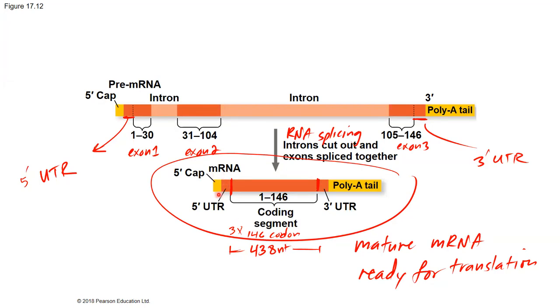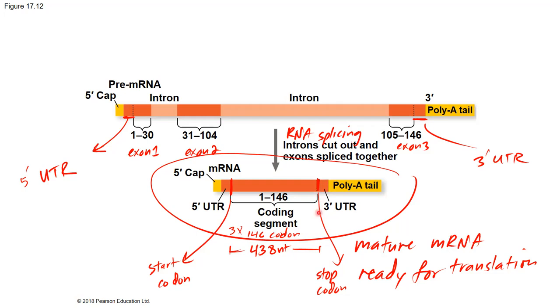Now this region will not be translated. Here we have the stop codon, and here we have the start codon. This region will not be translated. There are no codons, but it is still part of the mature mRNA. That's why it's called 5' UTR. It does not contain codons that will be converted into amino acids.